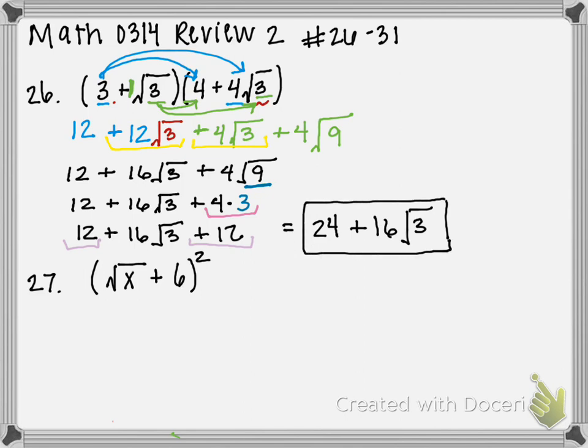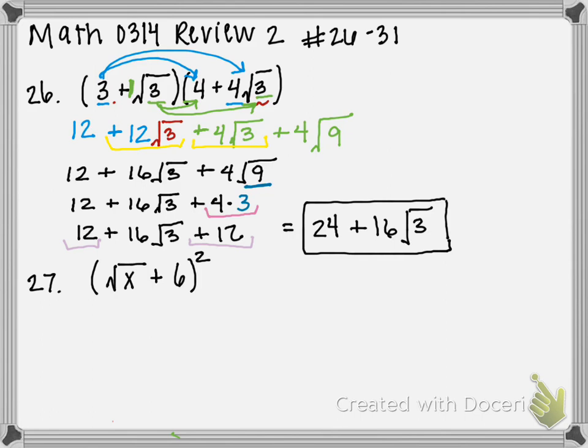So these are multiplied the same way as maybe an x plus 2 times 2x minus 3 would be, but the simplification is a little bit more complicated because sometimes you can simplify those square roots, so you always want to look out for those.